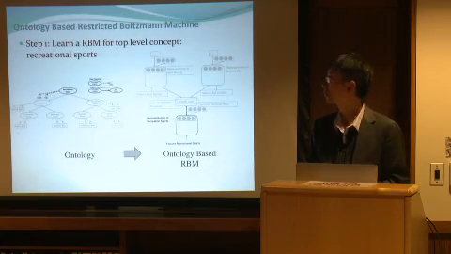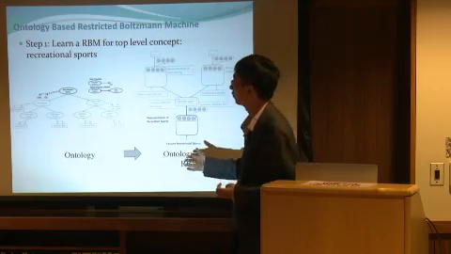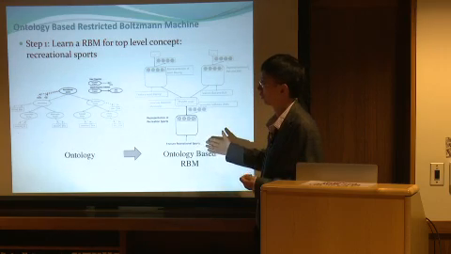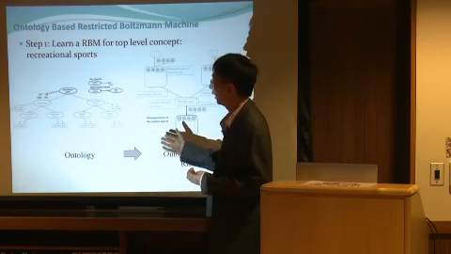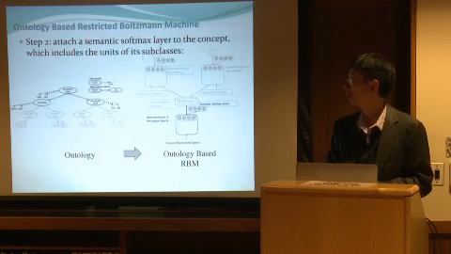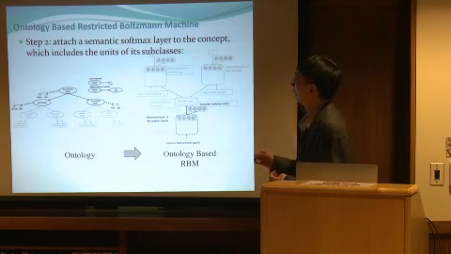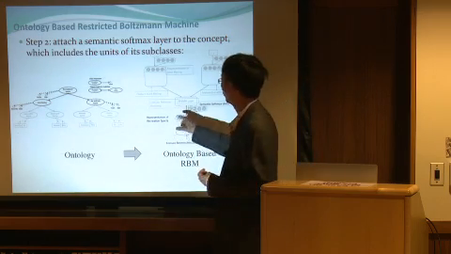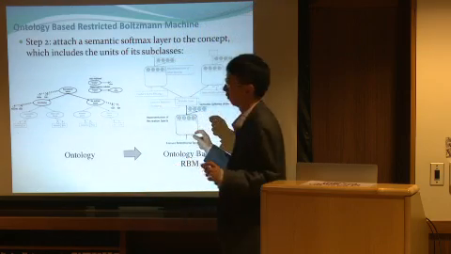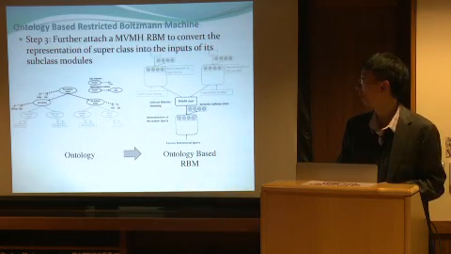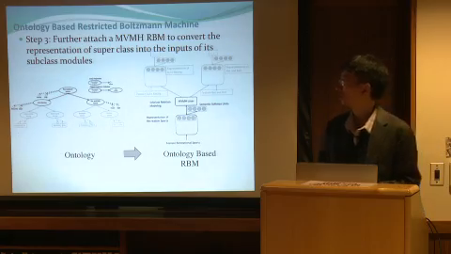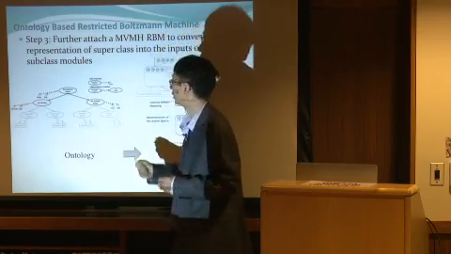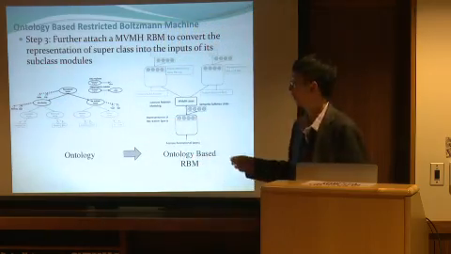So what we want to do here is, the first step is based on the super concept, for example, this is called regression sports. And then we build a Boltzmann machine, or restricted Boltzmann machine. Then the next step is we try to attach the softmax layer for this top concept, including the units from the sub concepts. Then we can combine this top concept with two sub concepts, for example, sports related auto racing and bat and ball games. But you can keep going.